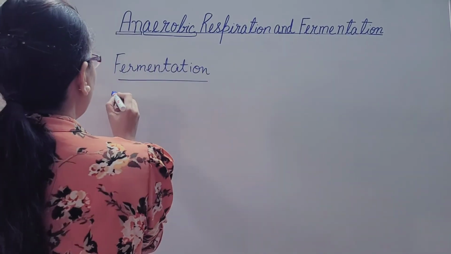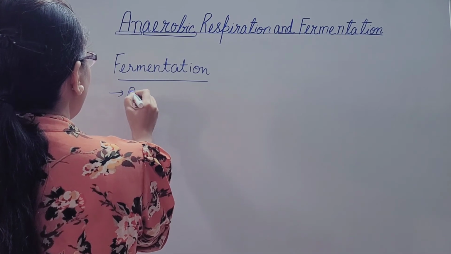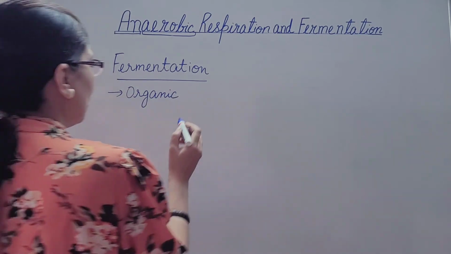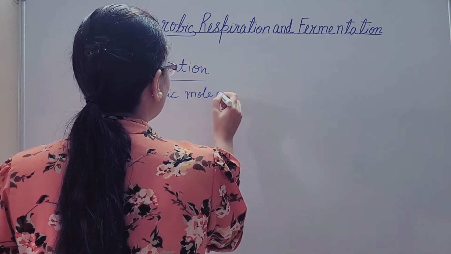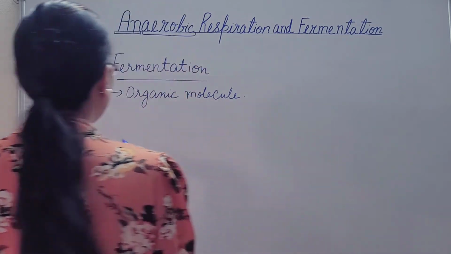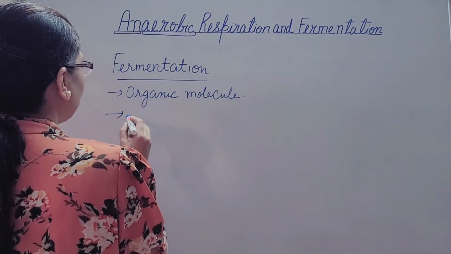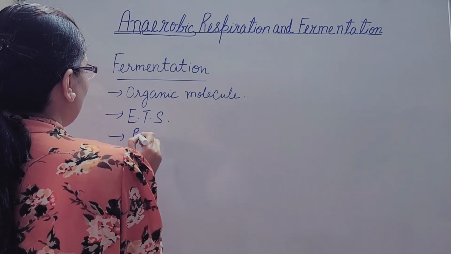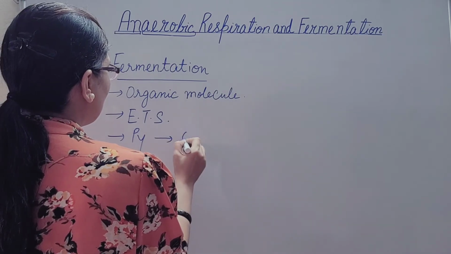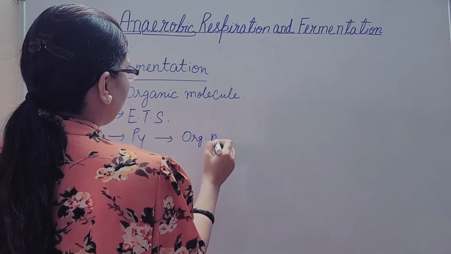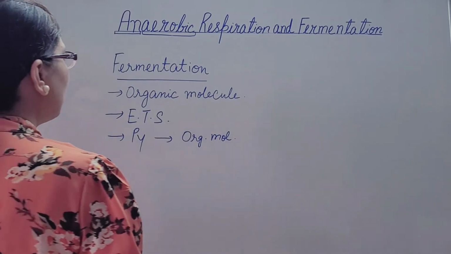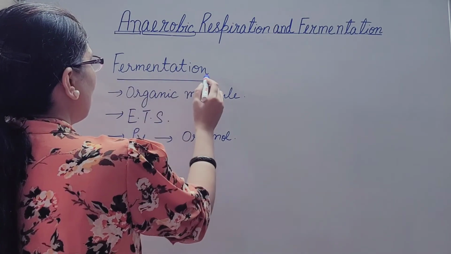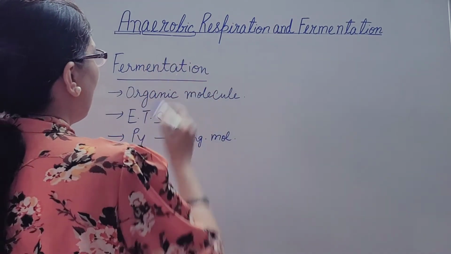Here we have discussed that fermentation is different from anaerobic respiration, because in fermentation the final electron acceptor is an organic molecule, while in anaerobic respiration it is an inorganic molecule. In fermentation the electron transport system is not involved. The pyruvate that we get from glycolysis is itself converted into an organic molecule, and further processes that take place in anaerobic respiration do not take place. But in some books you can see fermentation as a type of anaerobic respiration.